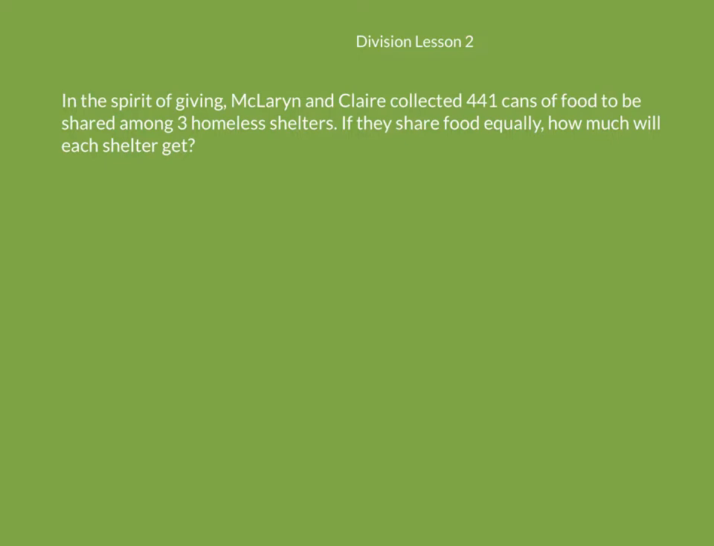All right, so McLaren and Claire have collected 441 cans of food, and they're going to share that food among 3 homeless shelters. They're going to share it equally. So, yeah, there is that word, equally. So 441 is what they have in all, 441 cans to be split into 3 groups.